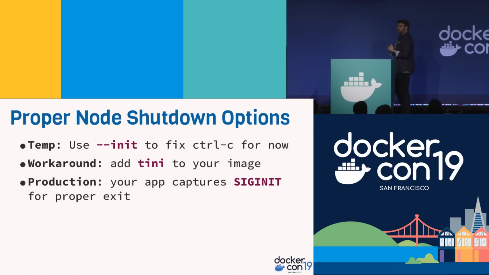The last option, and my favorite option, is to put in production code, or put in code that will work in production and work everywhere for capturing those signals and then properly exiting your app like we all want to do. Even stateless apps need healthy shutdown, right?